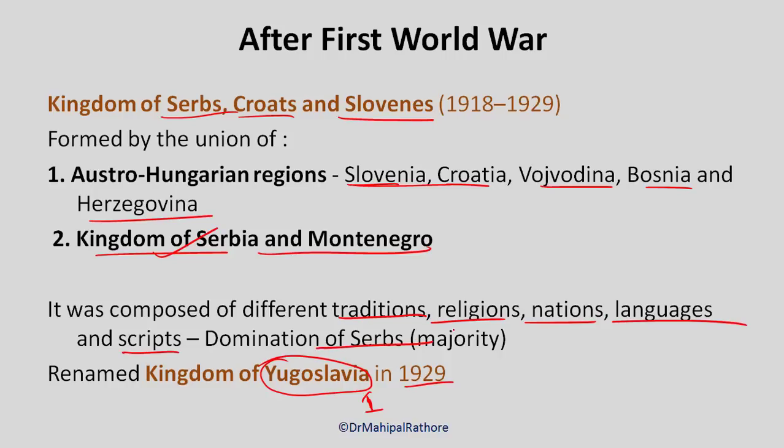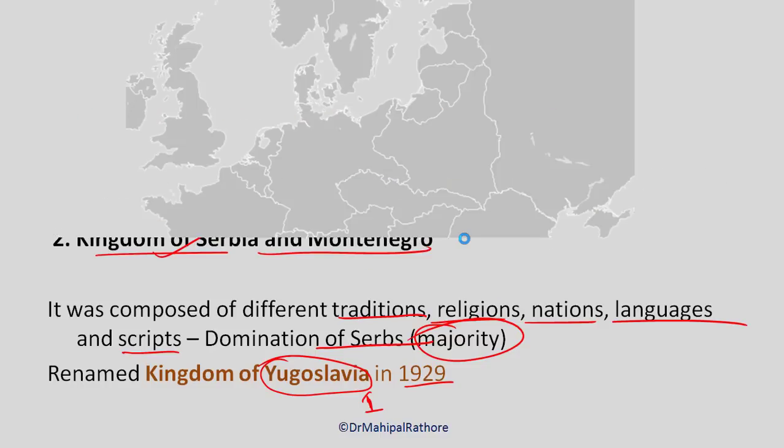Why? Because first, Serbs were in majority. Around 35 to 40% of the population was Serbs. Secondly, the army was of Serbia. So all the important military positions were held by Serbians, and also the administration was mainly dominated by the Serbs. So you can say the entire country's administration was mainly Serb dominated, and this was a cause of problems later because Croatians were not very happy with this.